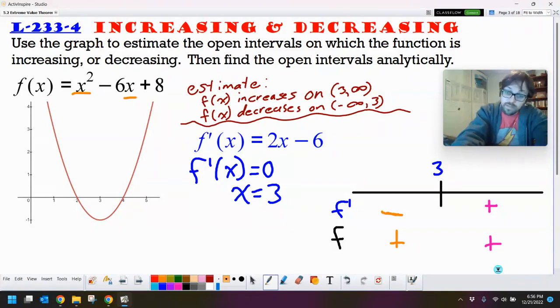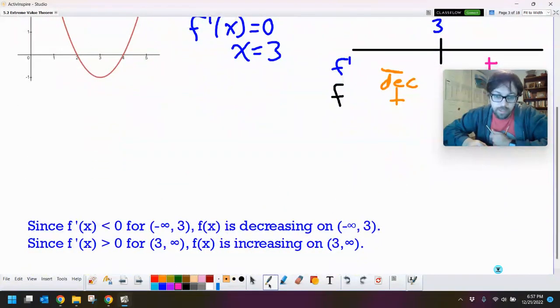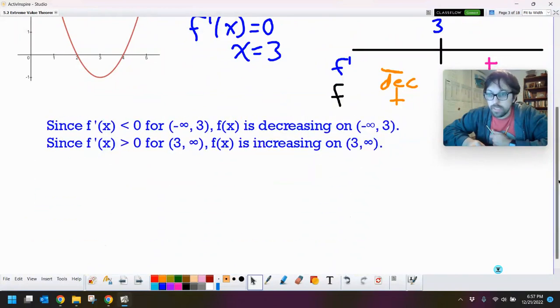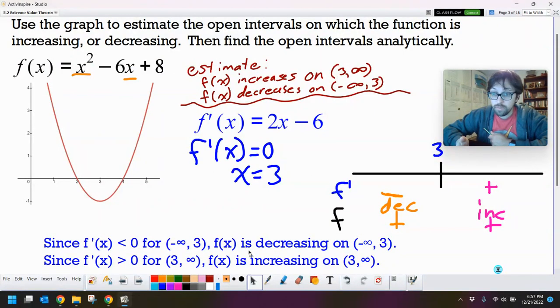Since f prime is negative, it is decreasing here. And if I check a value that is bigger than 3, I get a positive. So that means that the original function is increasing. The value of the derivative is positive, so the original function is increasing, and the value of the derivative is negative, so the original function is decreasing. And I've written all that down right here. Look at it with your eyes. So this is finding that same thing. I estimated it with the graph, but we could figure it out just by looking at the derivative, which can be easier than graphing some of these things.